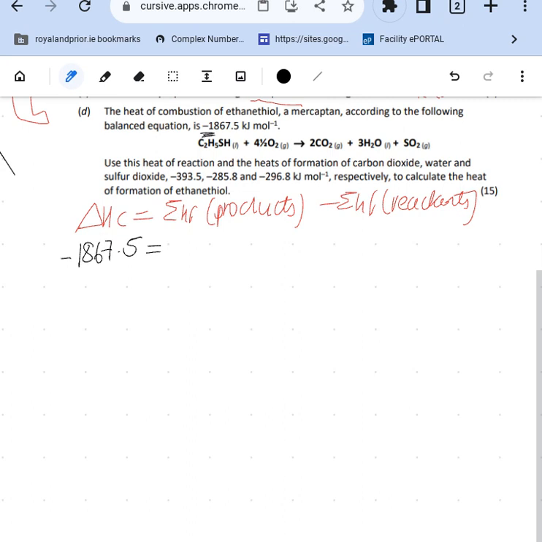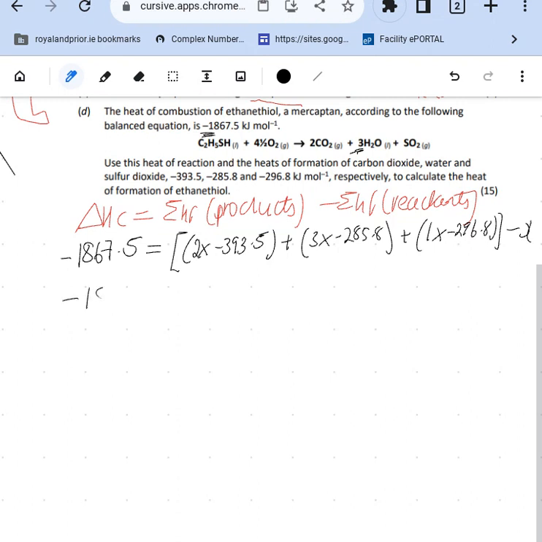There we go. So my products, 2 carbon dioxides. This symbol means the sum of. So 2 by, what's my carbon dioxide? Minus 393.5, plus water. There's 3 waters, I can see that from the number in front of it. 3 by minus 285.8. And then you've got a sulfur dioxide, 1 by, what's my sulfur dioxide, minus 296.8. And then my reactants, I've only got the ethane thiol, so we'll just call it minus X. You can call it C2H5SH if you wish. So we tidy that all up. Minus 1867.5 is equal to, big brackets, work out your products first. 2 by minus 393.5 gives you minus 787.